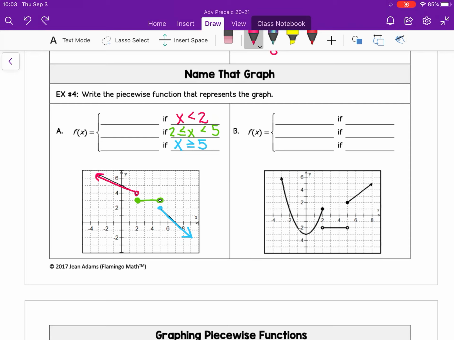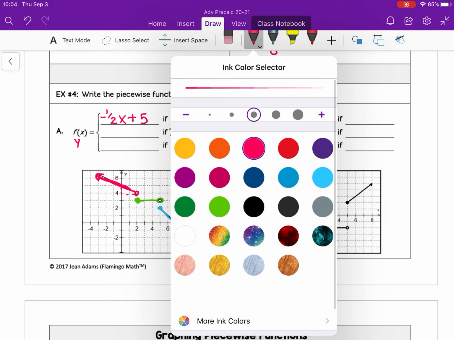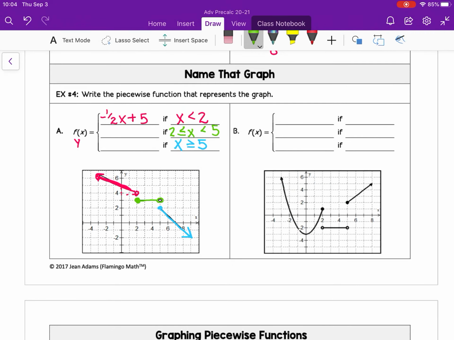Okay, so going back to the pink one. That's a linear function. So y, here's your y, equals mx plus b. So b is the y-intercept, which is 5. And it looks like my slope is down 1 over 2. So negative 1/2. So for any number that's less than 2, it's on this line. Any number that is between 2 and 5, including 2, is a horizontal line.